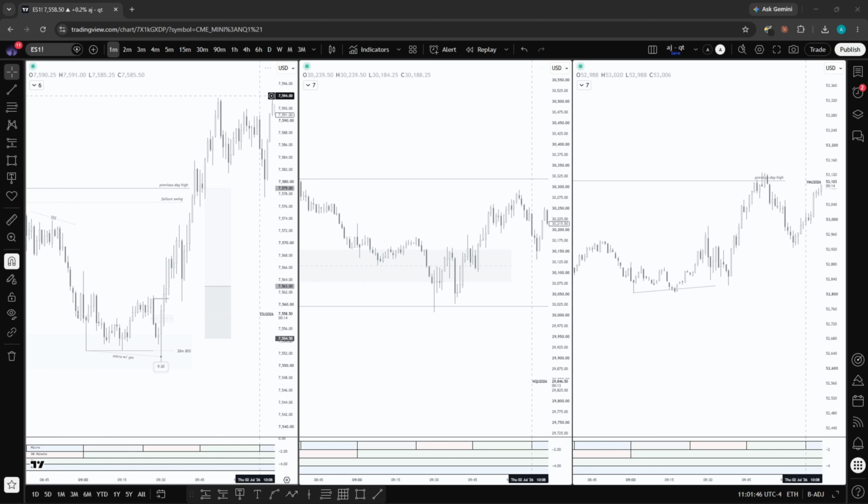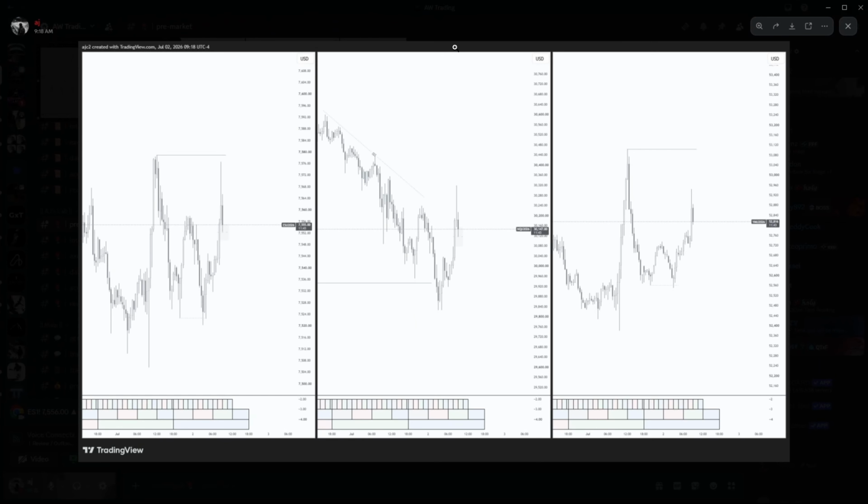Coming into pre-market, pull up my pre-market here. I was bullish. Okay, why is that? We have London manipulation at the lows here on all assets, and we're delivering to buy side. We have this previous day high on ES, this LR, these failure swings, and then we have previous day high on YM as well.